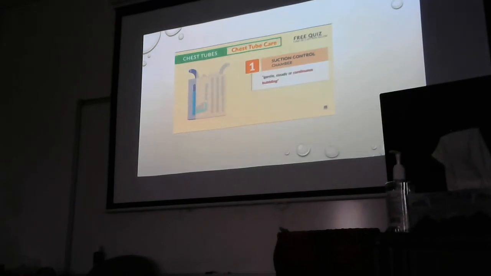Key terms here, write this down. We want to see gentle, steady, continuous bubbling. This means we have a good amount of suction being applied, especially with clients with a pneumothorax, that air inside the lung. Again, gentle, continuous bubbling means the chest tube is working, not vigorous or violent bubbling. This means that the suction is too high.